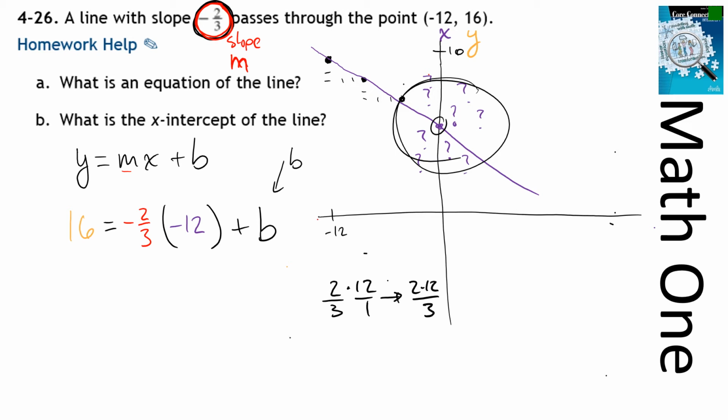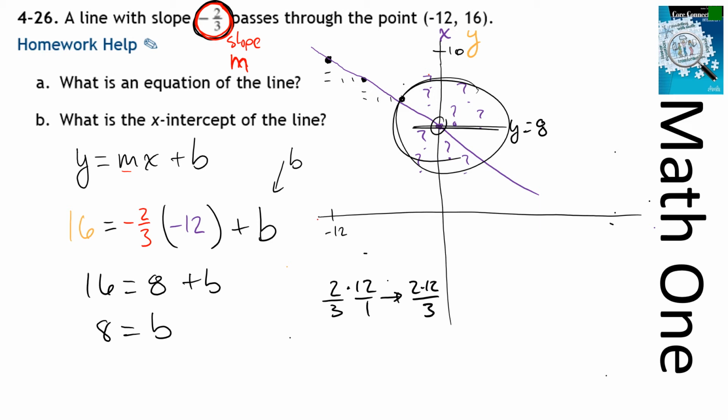So this equation becomes 16 is equal to 8 plus b. Simple now, right? Subtract 8 from both sides. 8 is what b is. So I was wondering what that is right here. Now this is where y is equal to the number 8.